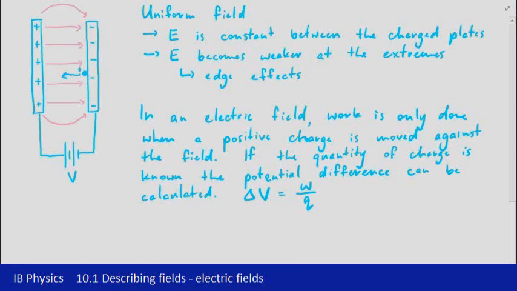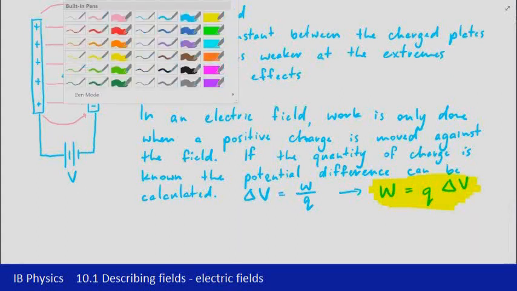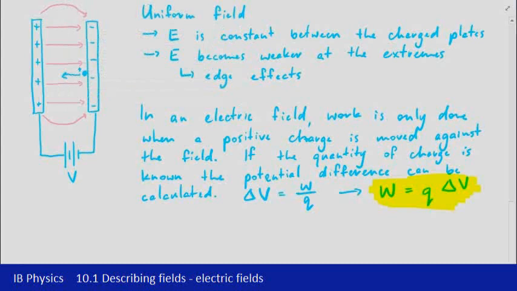Now in the data booklet for Unit 10, that equation has been reformatted to particularly focus on the amount of work that's being done, and so that will be W is equal to Q times the potential difference. So that particular equation is one to be familiar with, and as I said, it's just a rearrangement of the previous equation we saw for potential difference. So if we know the potential difference, we can then make some more comments about what's happening in the field.